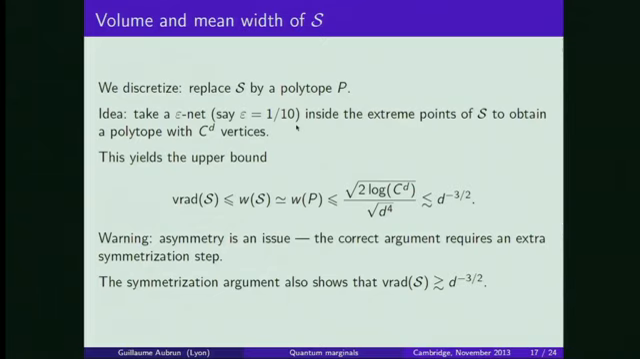Now, there are some issues here, notably due to asymmetry. And the correct argument requires some extra step when you symmetrize the set, but I won't talk about this. Also, this argument shows that this is sharp, in the sense that there is a matching lower bound.